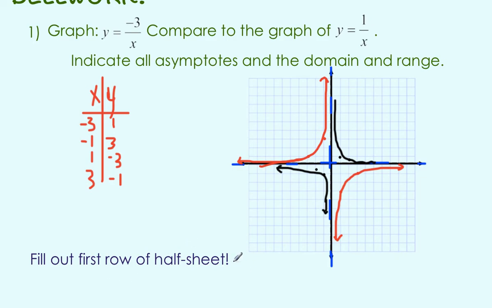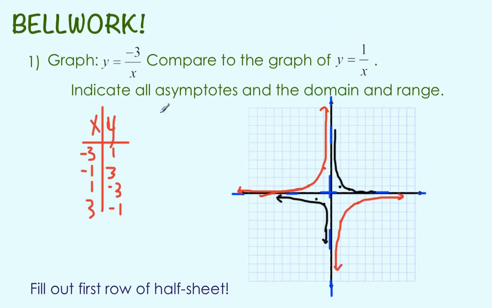Now the second part down here says fill out the first row on the half sheet. The substitute should pass out a little half sheet for you. It's kind of a cheat sheet when it comes to dealing with these rational functions. So the first row has you filling out where the asymptotes are on graphs that look like y equals a over x. If you remember, your horizontal asymptote is at y equals 0, and your vertical asymptote is at x equals 0. So make sure you get those filled out and don't lose them, because you might get to use them again, and we're going to add to them today.